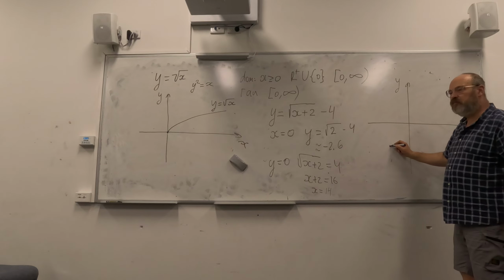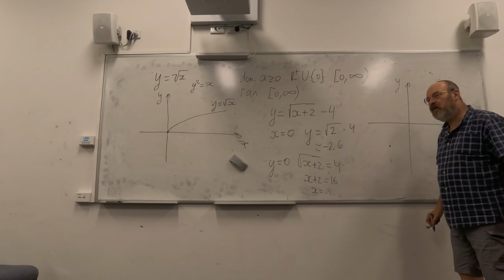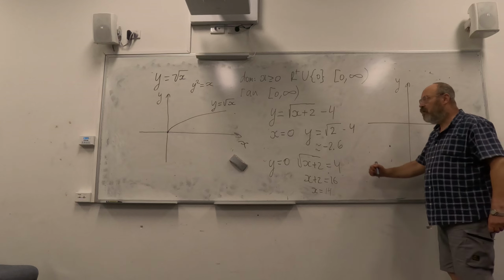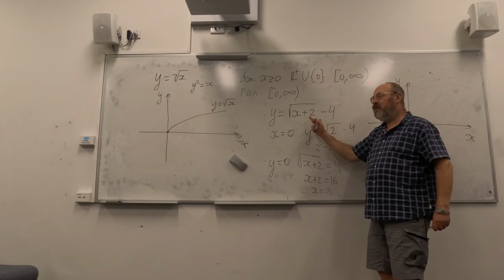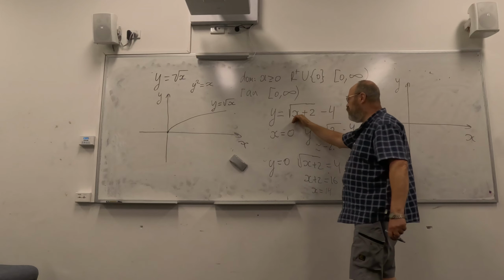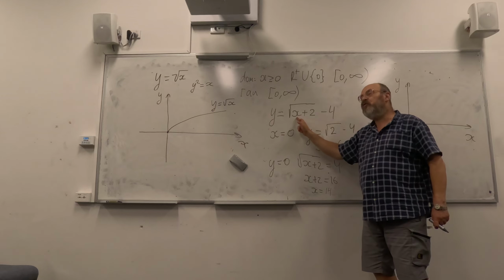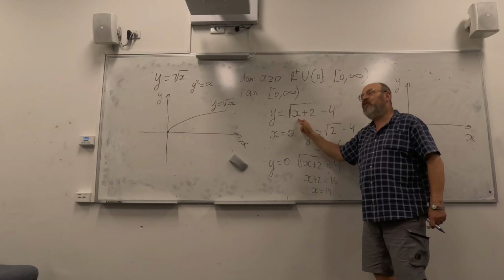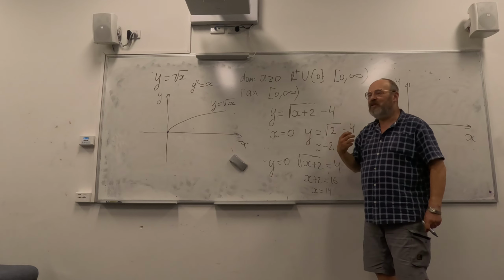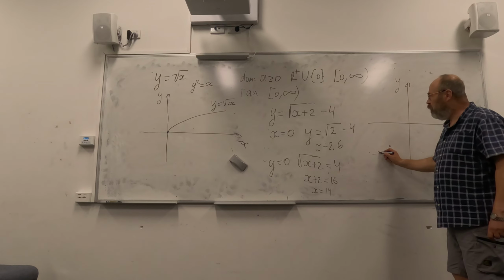But how can x and y be negative? Because we moved it 2 to the left. This is when we have x plus 2 under the square root. If we put x equals negative 1, then negative 1 plus 2, we get 1. So we have negative 2, negative 4.